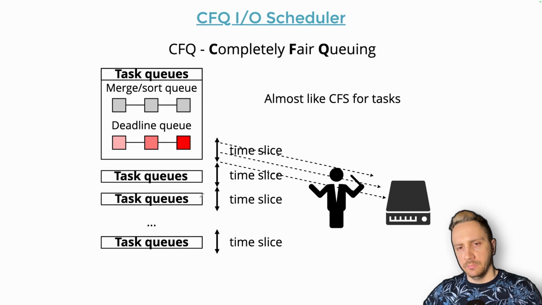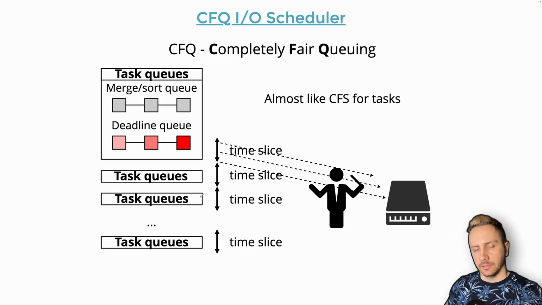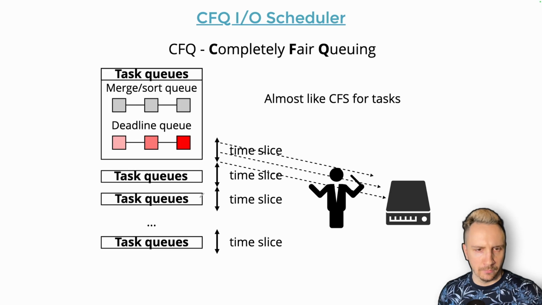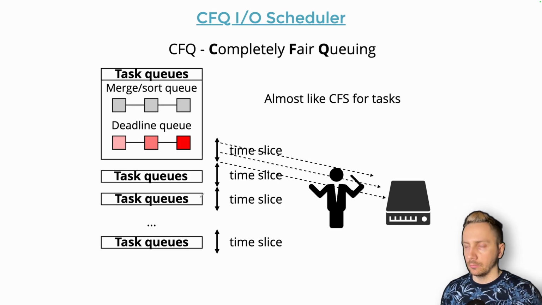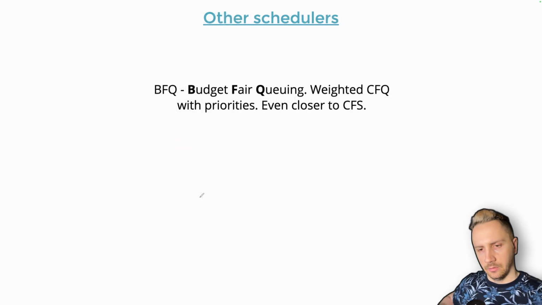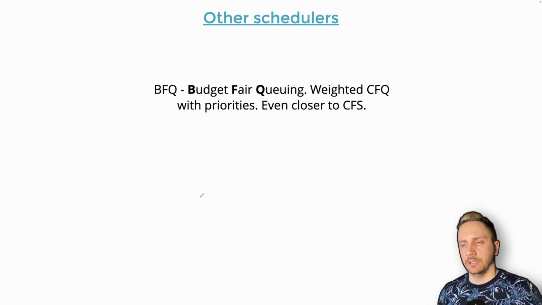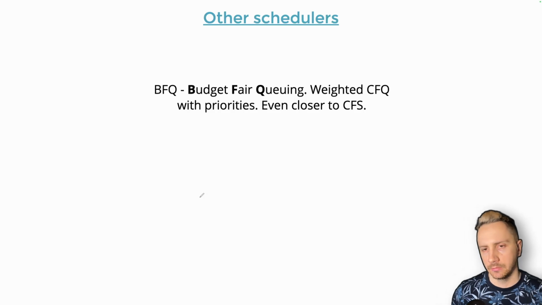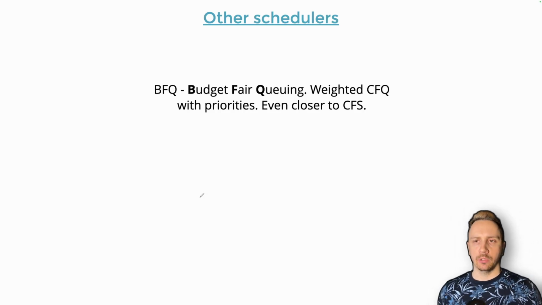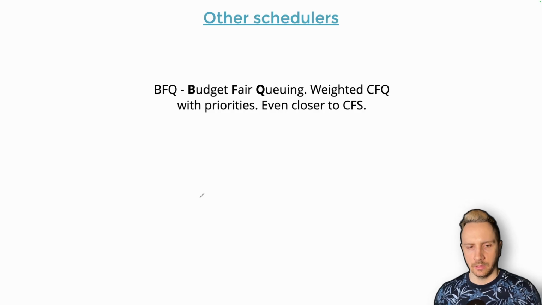Its name is similar to the completely fair scheduler for tasks, but the behavior is not exactly the same. Because time slices in the completely fair scheduler, if you remember, were not binding, not obligatory. A task could in theory use more or less of its time slice. In this case it was not so. And to fix that, there is the last scheduler called budget fair queuing, even closer to the completely fair scheduler of tasks. And this one actually allows to make the time slices more flexible, so to say, and it has weights and priorities. So more prioritized tasks will get more time to work with the device and execute their operations.